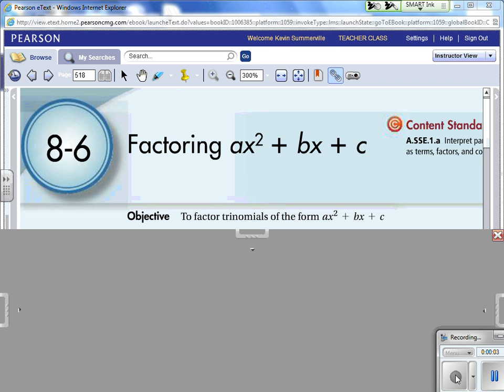Today we're going to take a look at section 8-6, factoring ax squared plus bx plus c. The objective in this section is to factor trinomials of the form ax squared plus bx plus c.